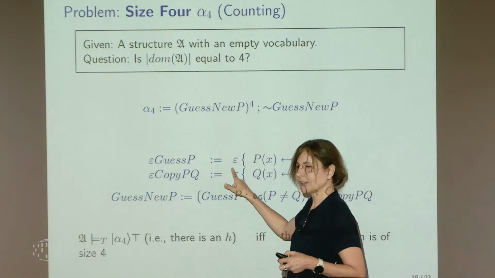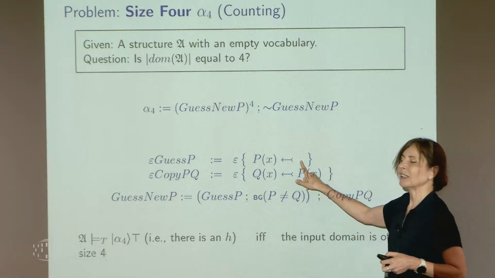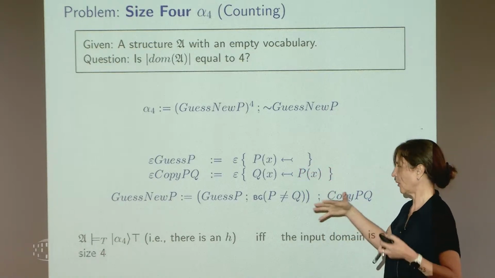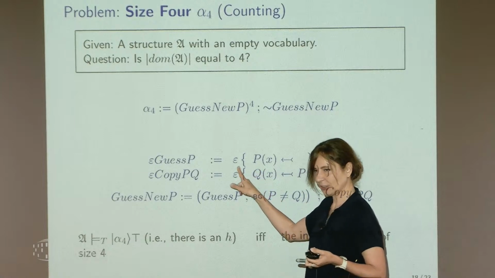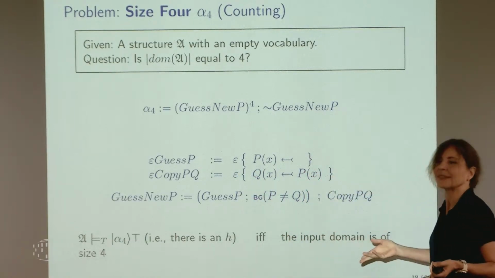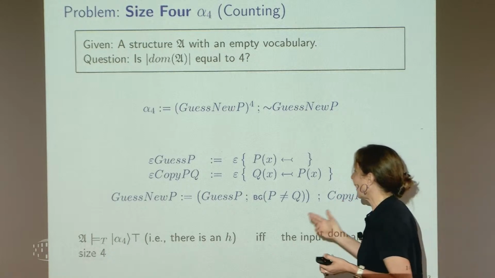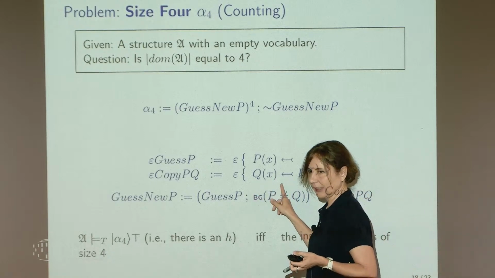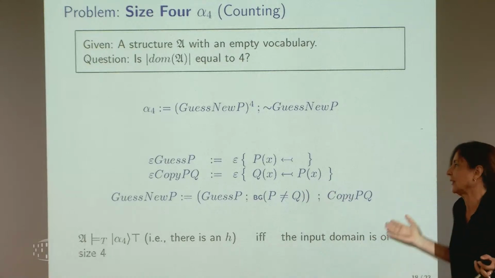Guessing is formalized using the choice operator, essentially from the active domain, from all elements. We pick one element, put it in P, but the choice operator tells us to pick this particular element. And we also have a copy operation, that is, we can copy from P to Q. Choice is not essential here.